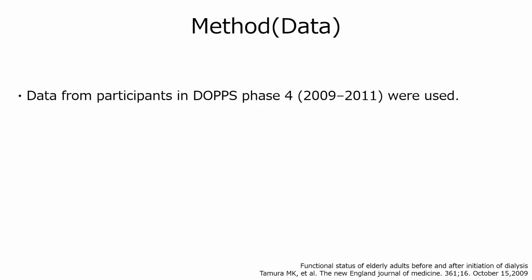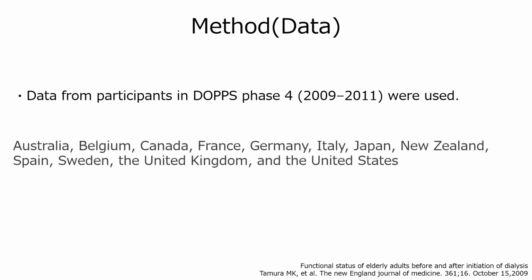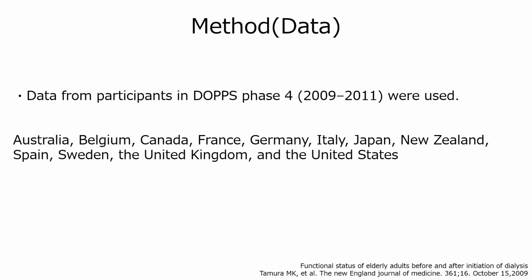Data from participants in DOPPS Phase 4 from 2009 to 2011 in Australia, Belgium, Canada, France, Germany, Italy, Japan, New Zealand, Spain, Sweden, the United Kingdom, and the United States were used.